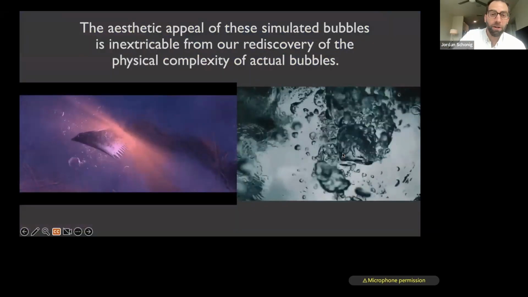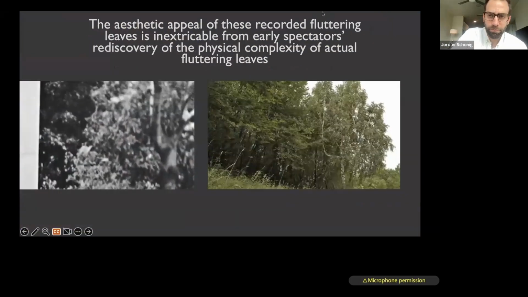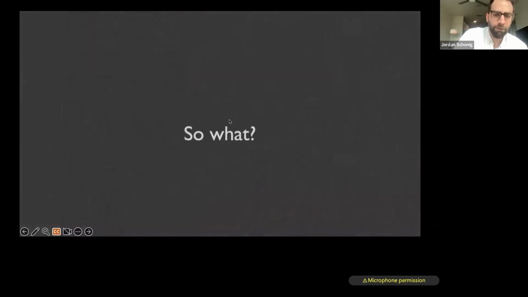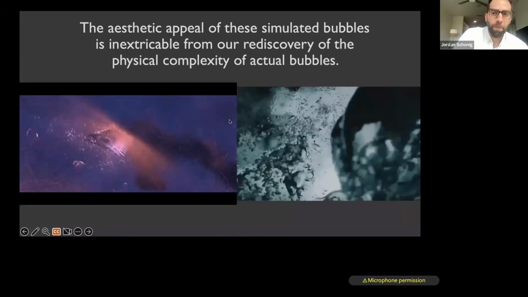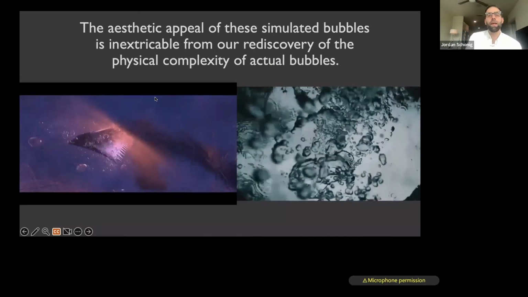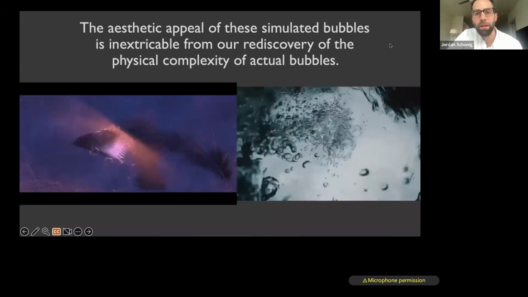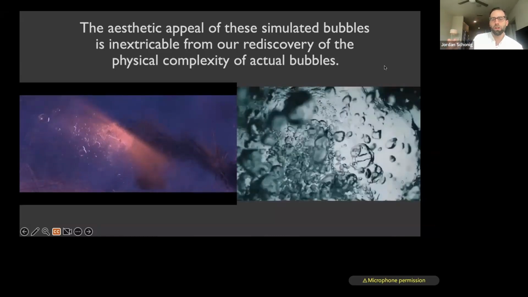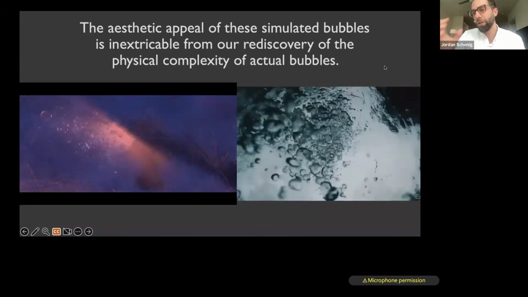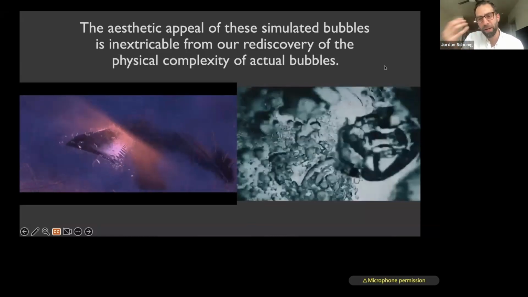I think rather that what's going on here is that, in my view, the aesthetic appeal of these simulated bubbles is inextricable from our rediscovery of the physical complexity of actual bubbles. I don't think you need the knowledge of how it's produced to find it mesmerizing.